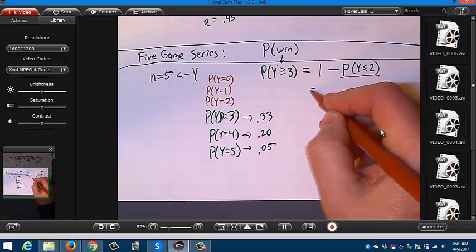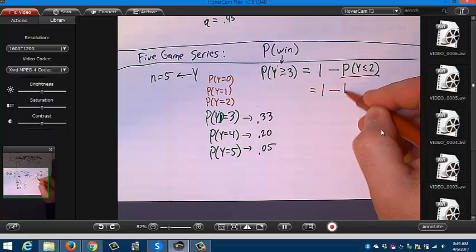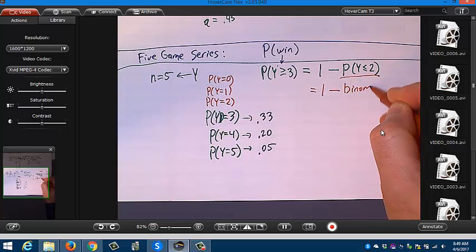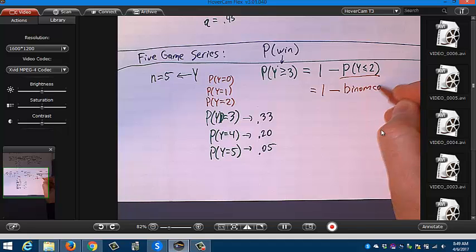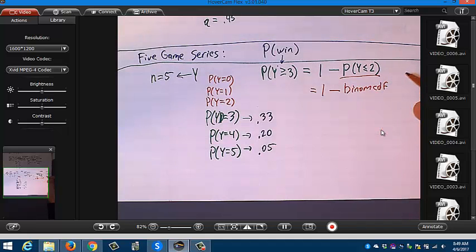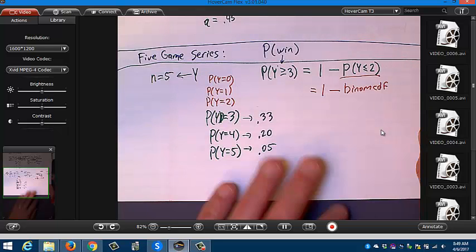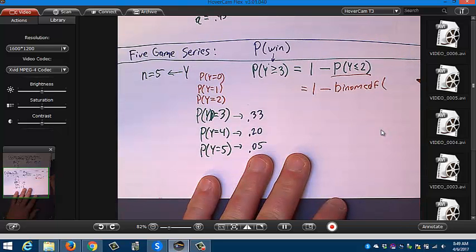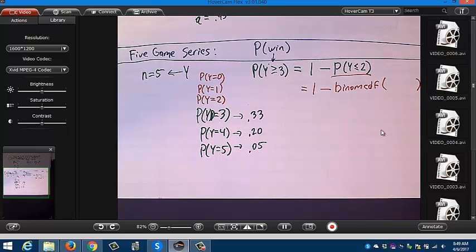What was that called? Not binomial PDF. What does C stand for? Cumulative distribution function. That's right. Cumulative means you add it all up. So we could do 1 minus binomial CDF. Let me work that out for you guys. So you guys, I just want to remind you how to do it.